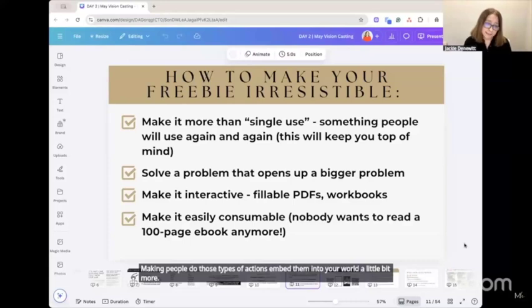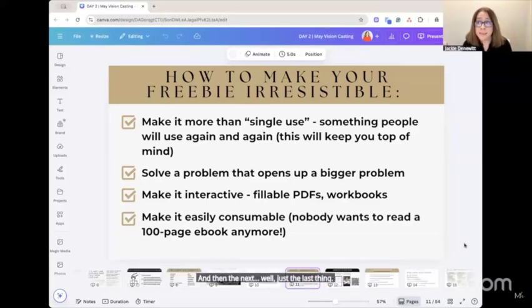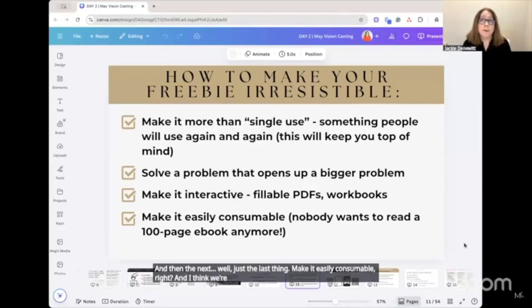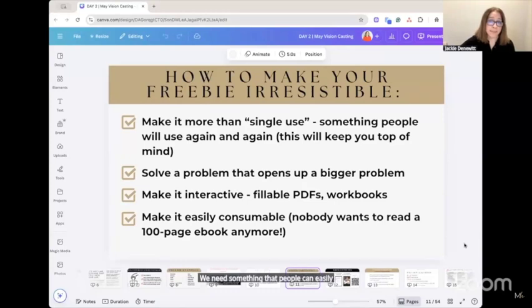And then what's the last thing? Make it easily consumable, right? I think we're all guilty of this when we start creating things. And this is the fine line between giving away everything but the kitchen sink, because we're not asking you to do that. We need something that people can easily consume and get done.